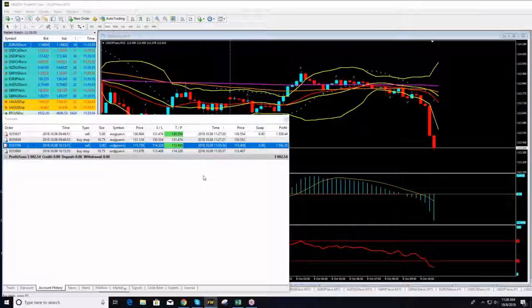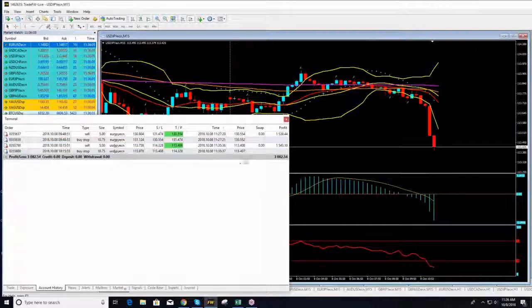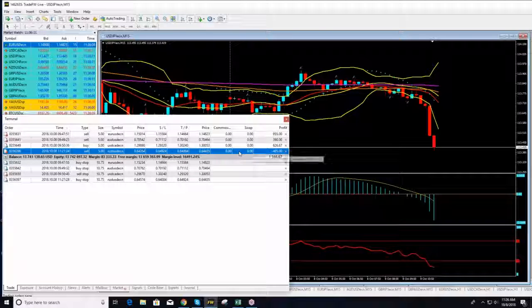Guys, we just closed our positions on dollar yen, as you can see, with another $1,543, raising our daily profit so far to a bit more than $3,000. So we have the other trades remaining.